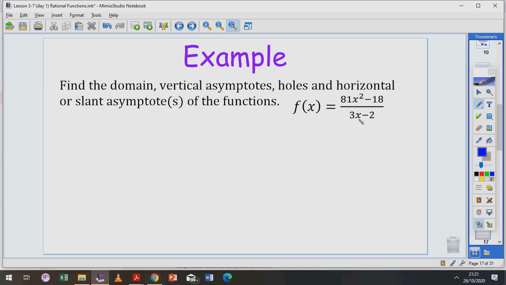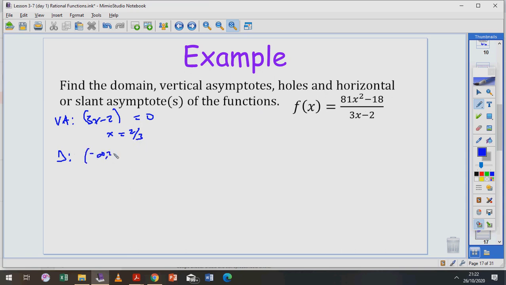This power of the numerator is bigger than the power of the denominator, so I expect to have a slant asymptote. But let me start with vertical asymptotes. It's a good place to start. Vertical asymptote, set denominator equal to 0. 3x minus 2 is equal to 0, so that means x equals 2/3. So that means that the domain is all real values excluding this value.